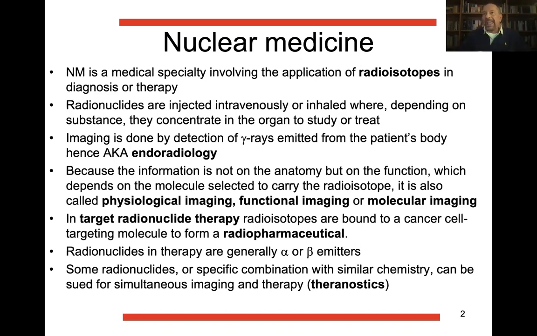For this reason, it's also called endoradiology. Okay, so it's radiology from inside. Because the information is not on the anatomy, but on the function, which depends on the molecule selected to carry the radioisotopes. It is also called physiological imaging, functional imaging, or molecular imaging. So it gives you more information than conventional radiology, because now you can select an isotope, and so you have functional, physiological information too. From the therapy point of view, this is called targeted radionuclide therapy.